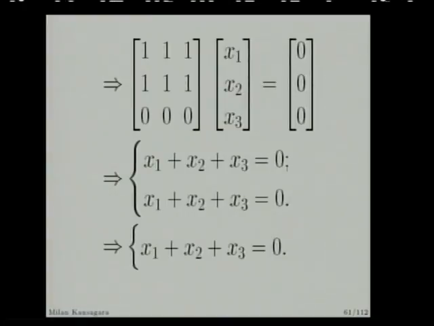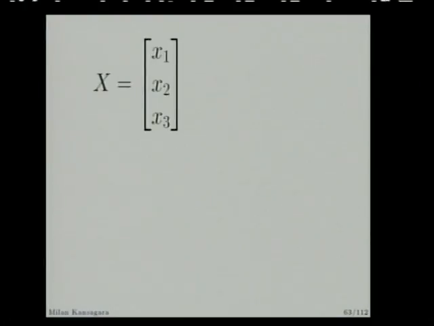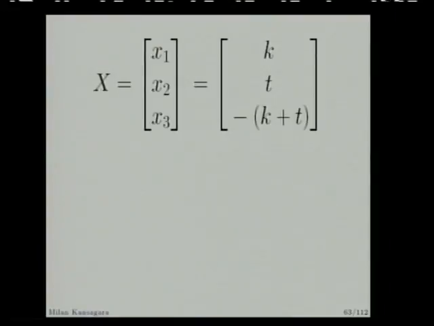So here we have one equation and three unknowns, x1, x2 and x3. So choose any two unknowns equal to some parameter, and these two variables are also known as free variables. So set x1 is k and x2 is t, where k and t are some real numbers. Then k plus t plus x3 is 0. So x3 becomes minus k minus t. So x is equal to x1, x2, x3, where x1 is k, x2 is t, and x3 is minus k minus t.